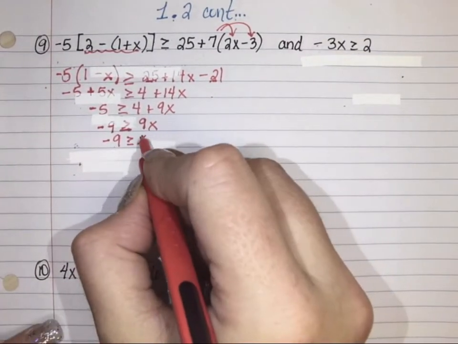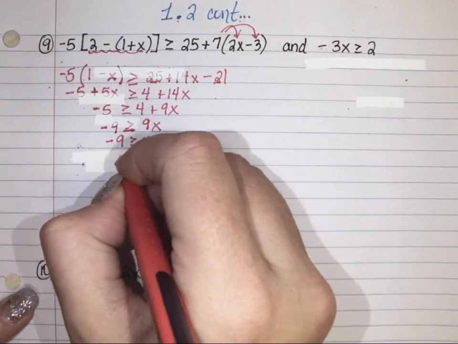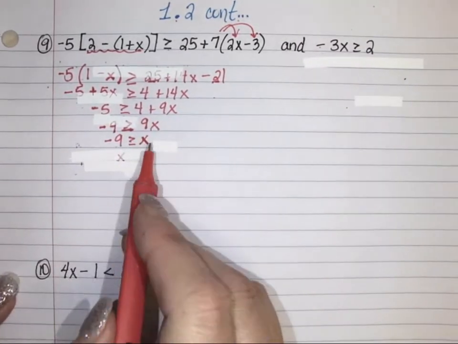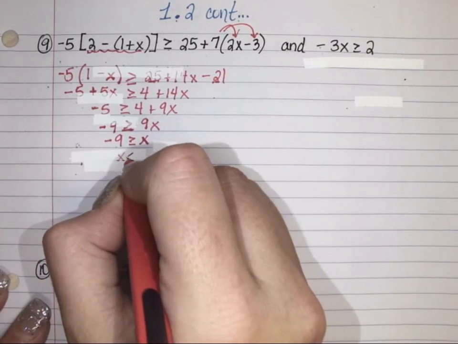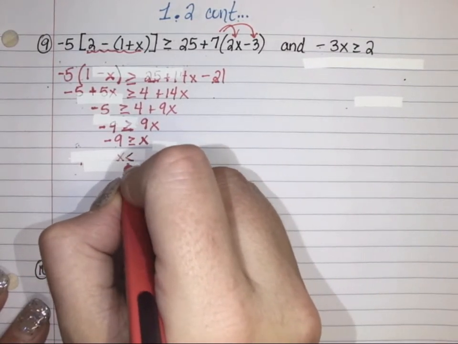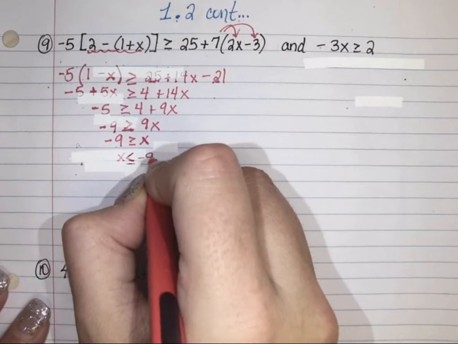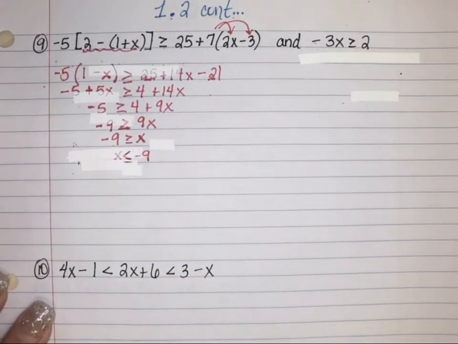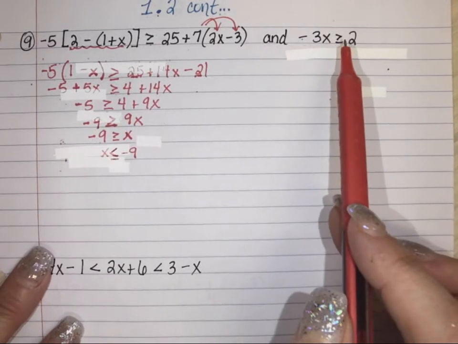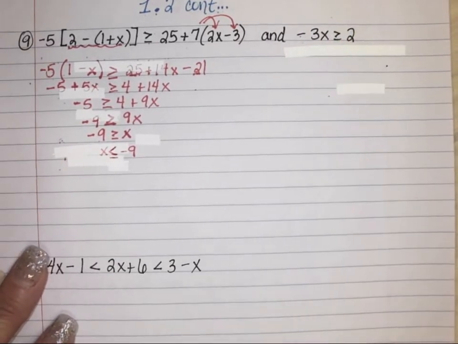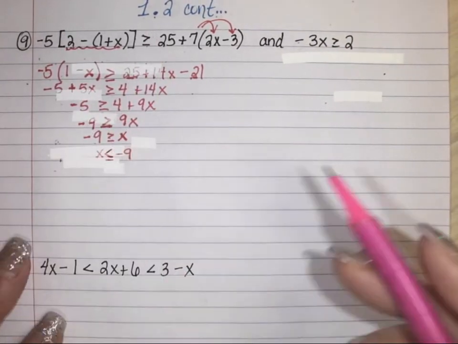I'm going to go ahead and flip this whole thing around so that I can easily see my solution is x is less than or equal to negative 9. Okay, that was just this piece. So now this piece is going to be really easy to solve, especially after solving all of that.